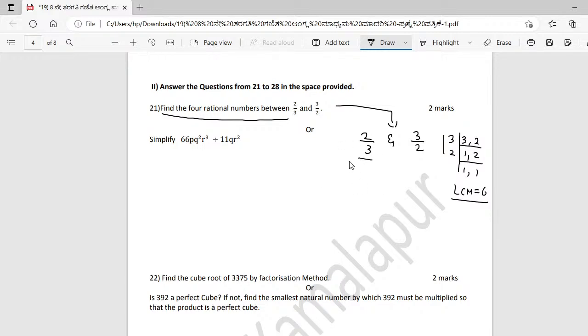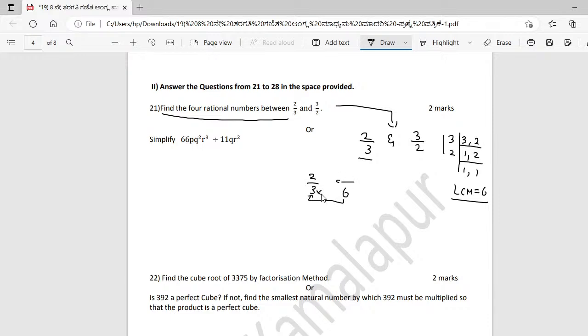Now go with the first rational number, that is 2 by 3. We need to make the denominator similar, and our LCM of the denominators is 6. You can see what is the opposite of 6? That is 3, when 6 comes in the 3 table, right?